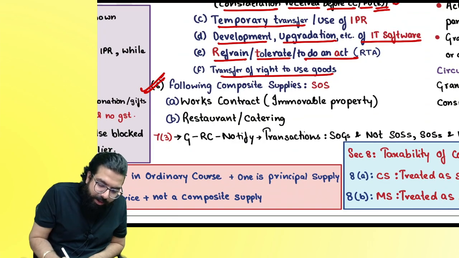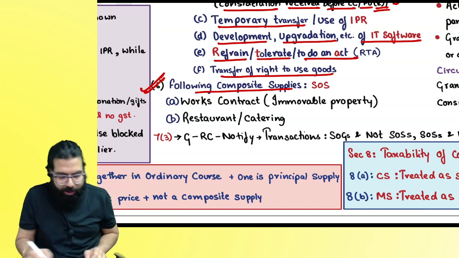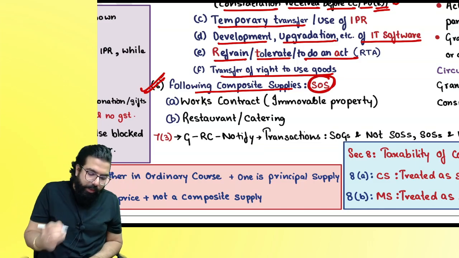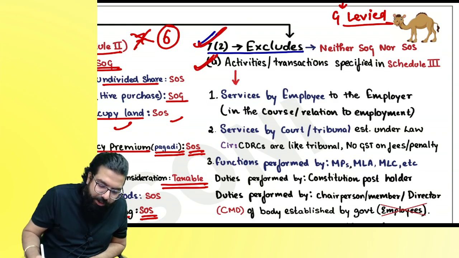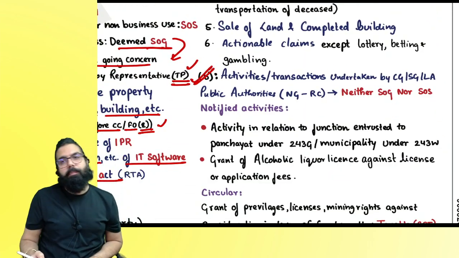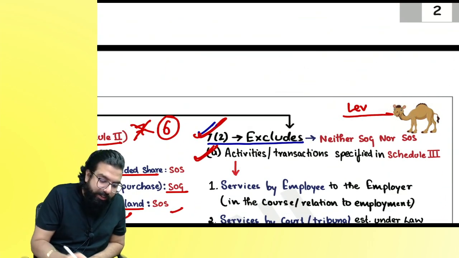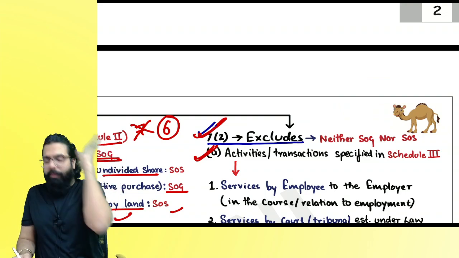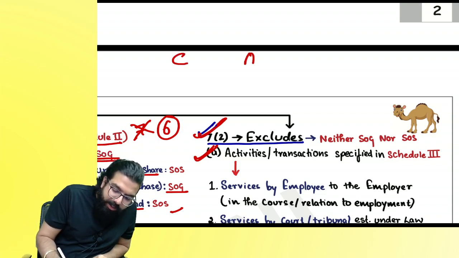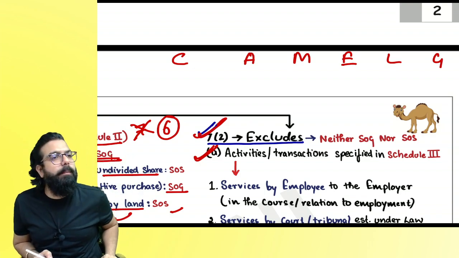Paragraph number 6 says composite supplies like works contract and restaurant or catering will always be a supply of service. Now, section number 72A and section number 72B. Section number 72A says those activities which are told in Schedule 3 will be neither supply of goods nor supply of service. Schedule 3 talks about CAMEL G. CAMEL G services will be neither supply of goods nor supply of service.